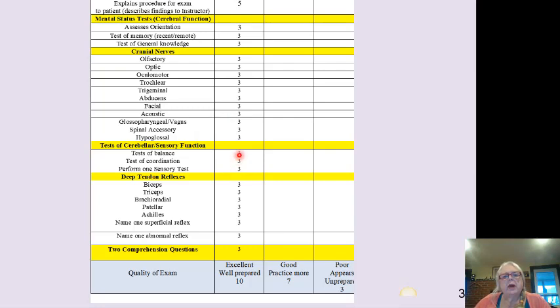Then we need to test balance. We do that with a Romberg test. We're going to test coordination, and that would be something like touching your finger to the end of your nose, kind of a thing. You would be holding your finger out that way. And one sensory test, putting an object in somebody's hand and asking them, what does that object feel like? There are a few different tests that your book goes through.